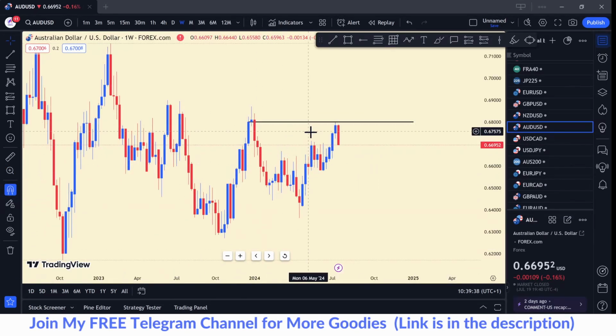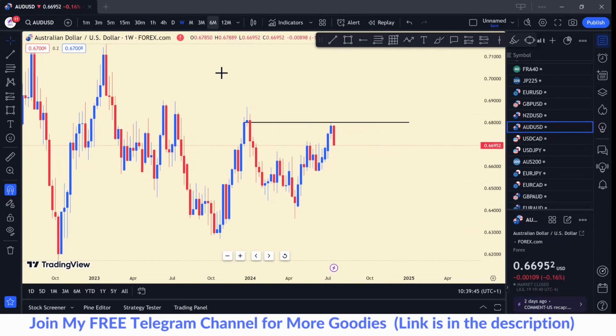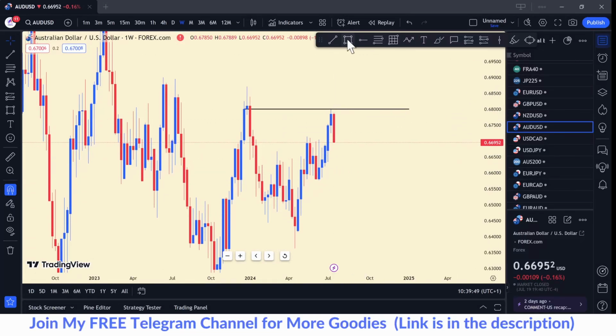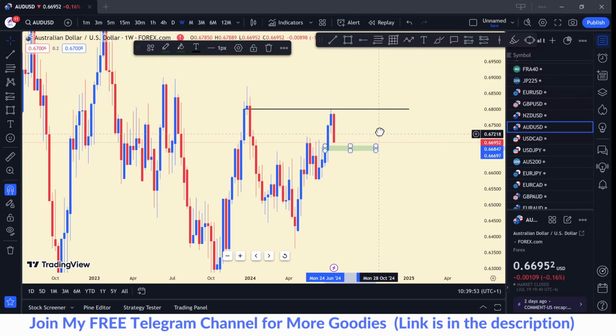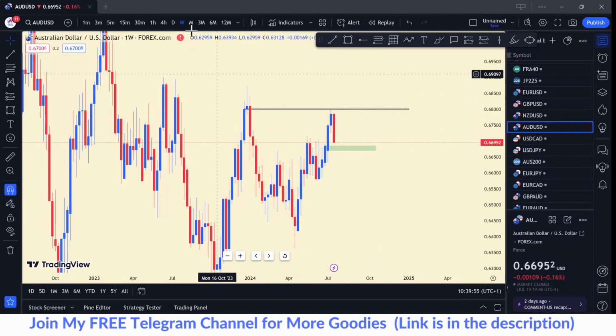And I don't want to judge from this far. And again, we didn't reject, we simply closed above it. So for me, the weekly is still bullish. So if price comes in to this region, I'll be looking to load up with more buying pressure.